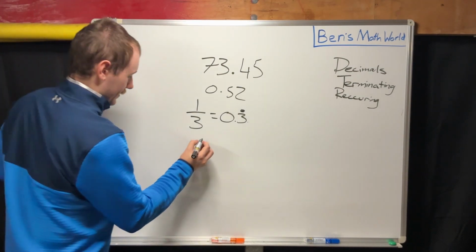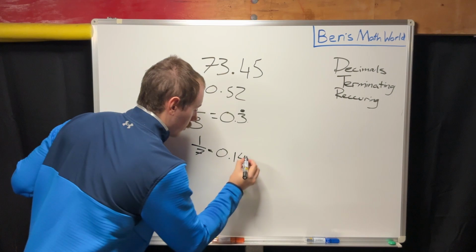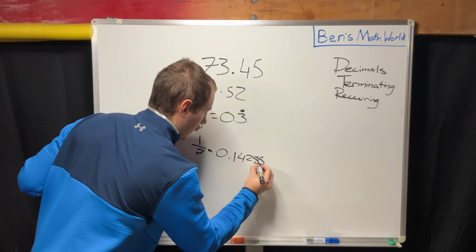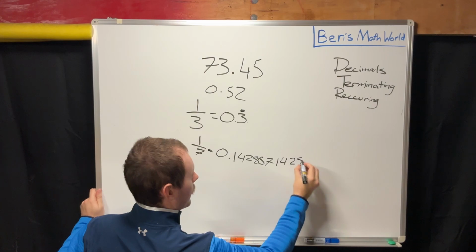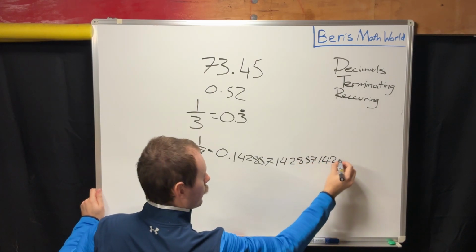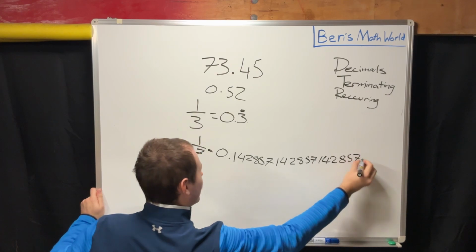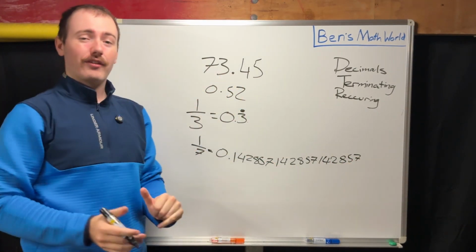Like if I have 1/7, that's equal to 0.142857, and another 142857, 142857. And that 142857 goes on forever, just like our 3 here.